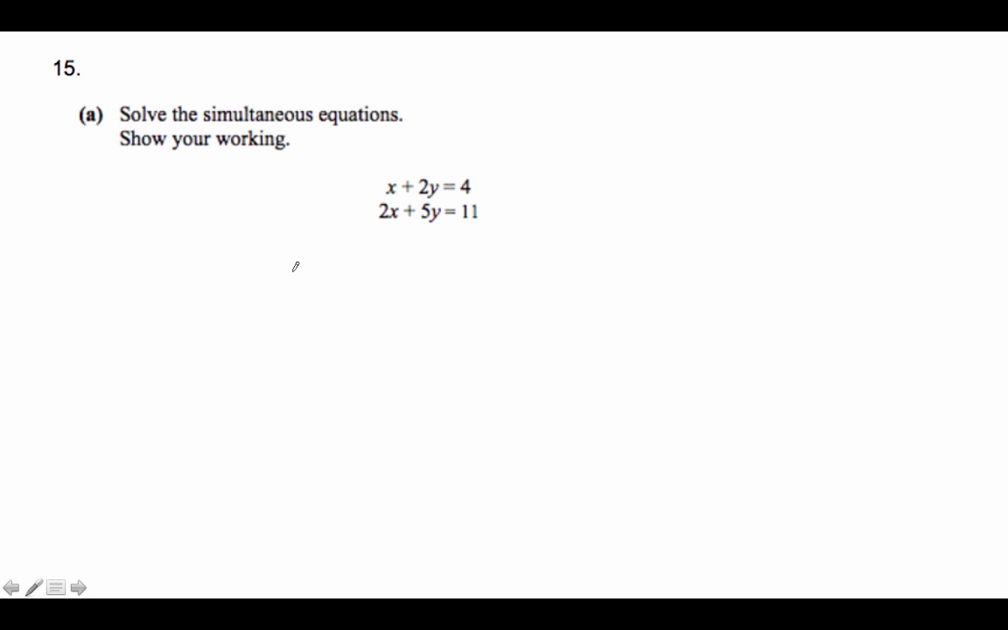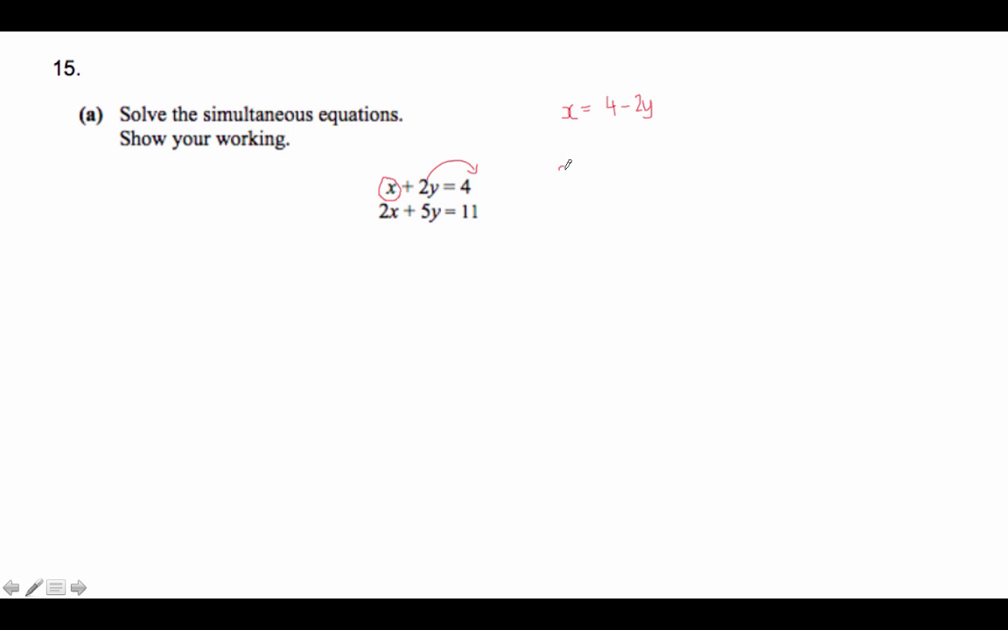And question 15, we're asked to solve this pair of simultaneous equations, and there's numerous different methods by which you could do this. I'm going to do it by substitution, and the reason I'm picking substitution is because I've got an x here on its own, so it's easy for me to rearrange the first equation to get it in the form x equals. So from the first equation, if I want x on its own, I'm going to move the 2y, so I'm going to get x equals 4 minus 2y.